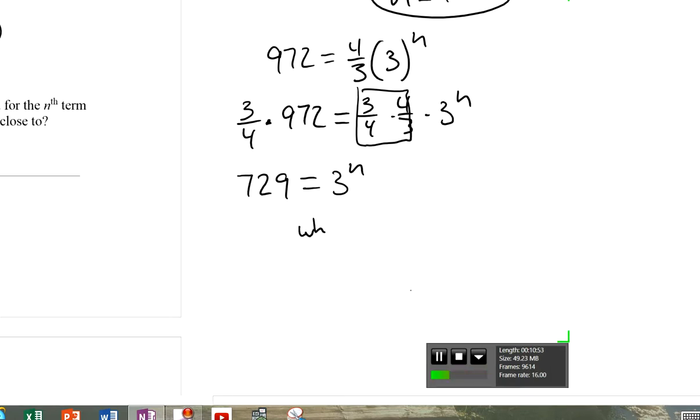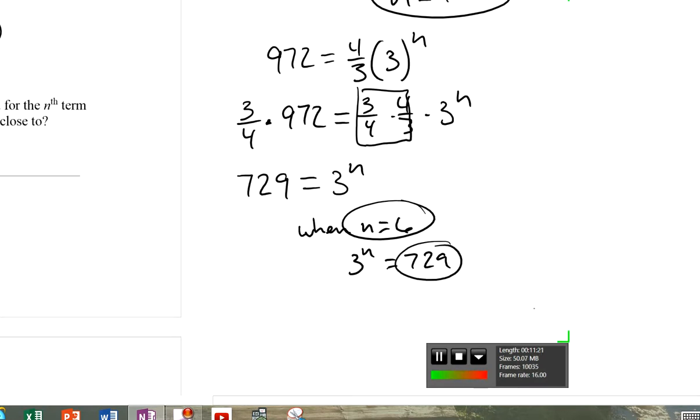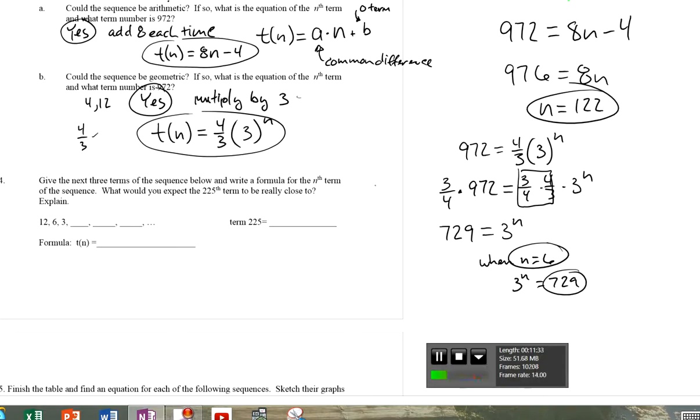Exactly. Okay, so here's the thing. When n is equal to 6, 3 to the n power is equal to 729. This is exactly the value. Now, fortunately, these exponential equations grow rapidly, right? So you're not going to have to go all the way up to 122 checking. Now, if I got like 710 and then the next one was 700, in other words, if it didn't hit 729 exactly, I would have to say, no, this couldn't be geometric, right? Because 729 is part of the sequence. But in this case, it is. And it is exactly when n equals 6.